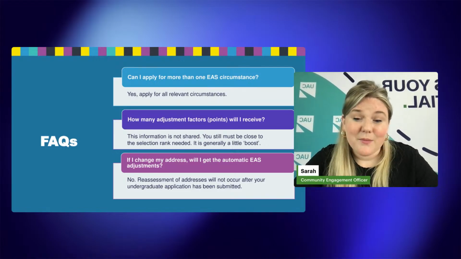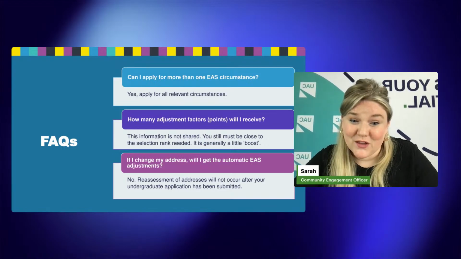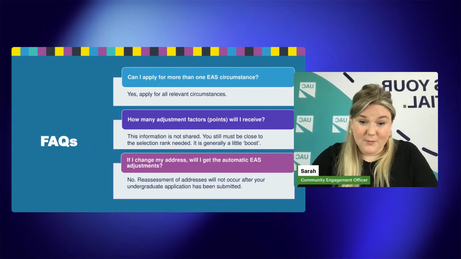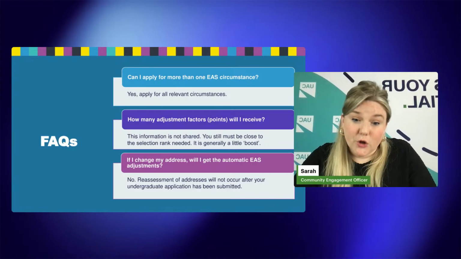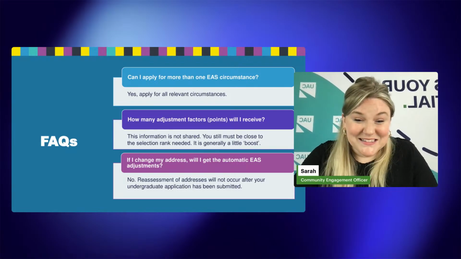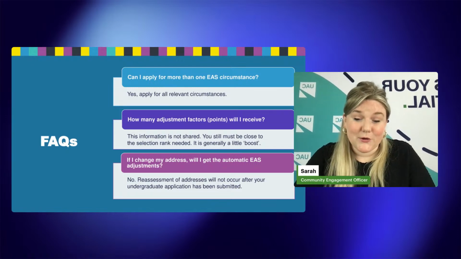Okay. How many adjustment factors, points will I receive? Again, to just make this really clear, this information is not shared. Even at UAC, we don't know. But the most important thing for you to remember, if you're thinking about adjustment factors, is you still need to be close, okay, to the selection rank needed. It's not going to increase your selection rank by 1,000,000 points, okay? It's generally just a little boost that can help make you competitive.